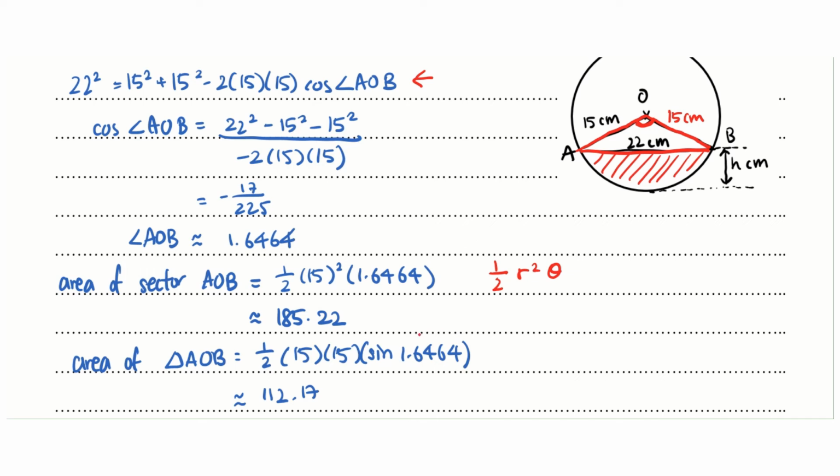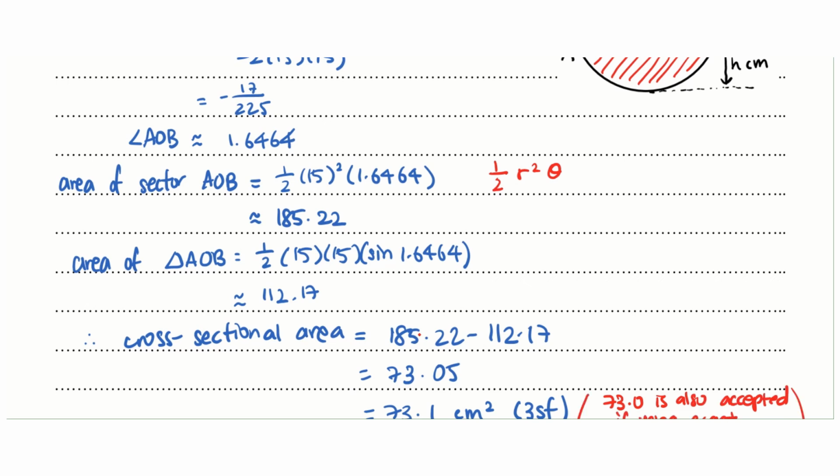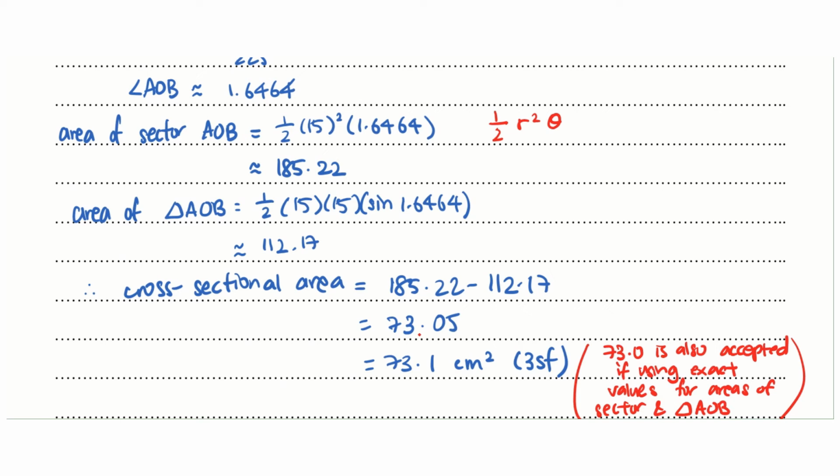So now that we have the areas required, we will piece them together and we will have the cross-sectional area to be 73.1 cm squared. I want to take note that 73.0 is also going to be accepted if you use exact values for the areas of the sector and triangle AOB. That means you did not calculate beforehand these truncated 5 significant figure values. You lump them together and directly key the entire expression into the calculator. When you do that and round off, you will actually get 73.0 instead. So these answers will all be accepted.